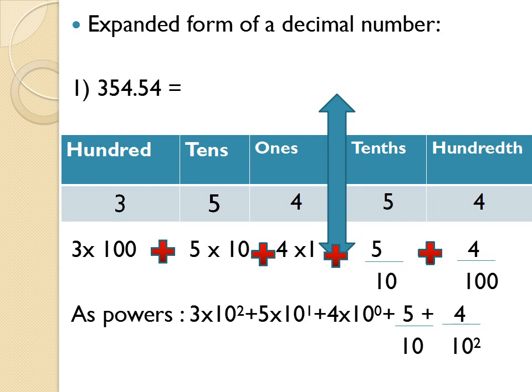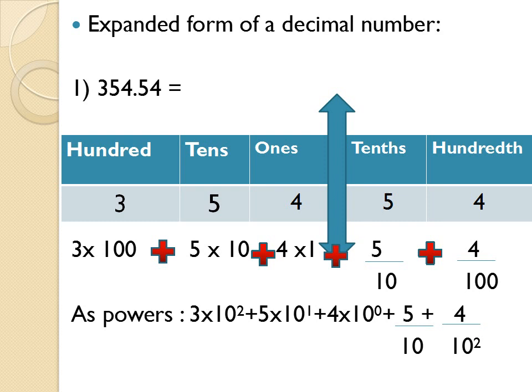3 is found in the 100th digit, 5 in the 10th digit, 4 in the 1st. 5 in the 10th digit, and 4 in the 100th digit. So we put the numbers in this table, each number under its suitable digit. How will we translate the table to become an expanded form?